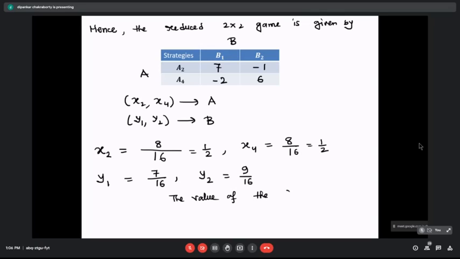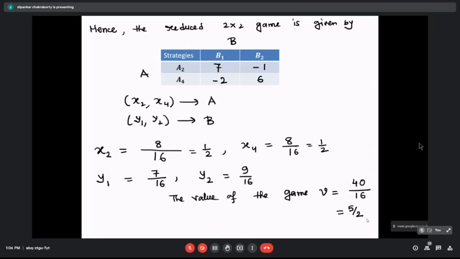And the value of the game, now you have to tell me. Value of the game, v. Numerator: 7 into 6, 42. 42 minus 2, that is 40, divided by 16. So 5 by 2, right.